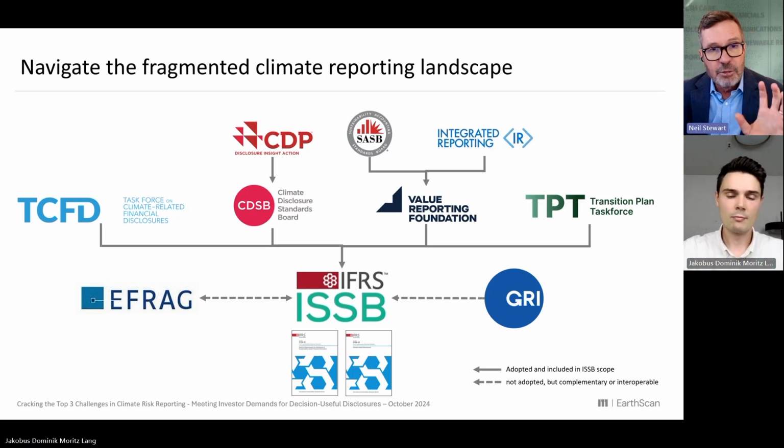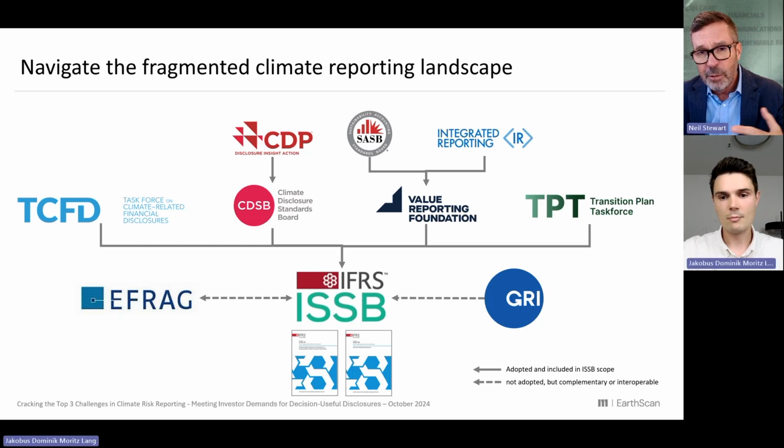Then there's the interoperability, and this is where you see the dotted arrows toward the bottom. The interoperability between policy-focused frameworks like ESRS in the European Union and impact-focused standards like the GRI. And this interoperability is really, really important. Take ESRS. So many companies in Europe and around the world may choose to apply both the ISSB standards and the European Sustainability Reporting Standards, ESRS.